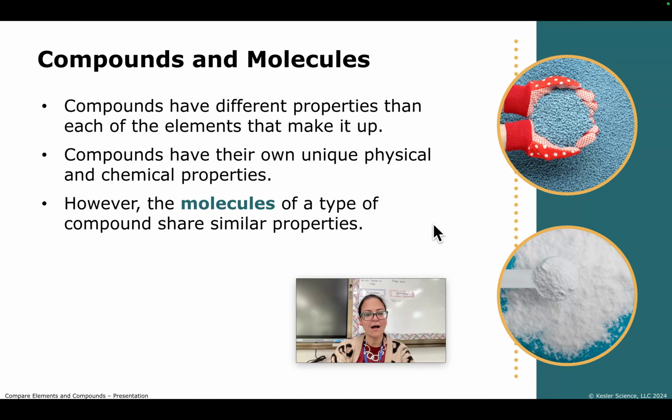Okay, all right, so compounds and molecules. Compounds have different properties than each of the elements that make it up. So compounds have their own unique physical and chemical properties. However, the molecules of a type of compound share similar properties. We'll go through what that means. Apparently we won't. Okay, so with compounds, when you have NaCl, you have one atom of sodium and one atom of chlorine. You combine them together, you have those two things combined, that's called a molecule. When you have an NaCl combined, that's a molecule.